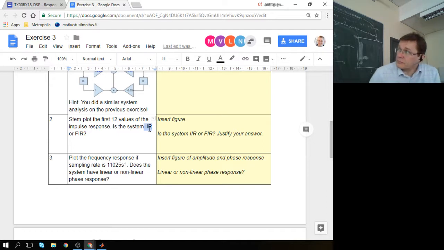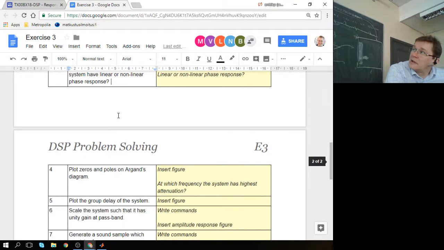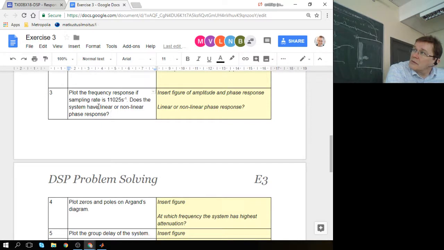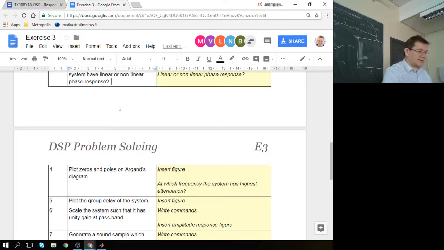All right. And the only way you can safely test it is to calculate the impulse response and check it. Okay, then the frequency response, that's very simple. And also, does the system have linear or nonlinear phase response? Good, that you can see. So linear meaning that you have the phase response looking like that on the passband. Linear.